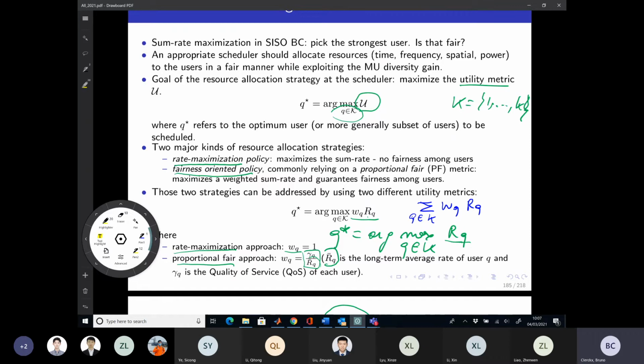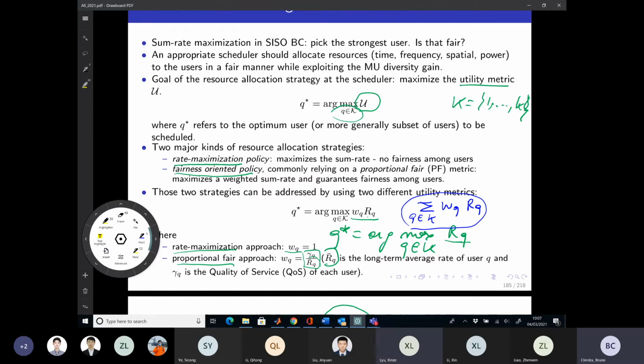So for instance, you have 20 users in the cell. Here, you would look at one user. What is the one user that maximizes this for each channel realization, right? Or for each time instant. Here, you would look at what subset of the users I need to transmit to. So for instance, you have 20 users. At time 1, maybe you will transmit to users 2 and 5. That subset would be the one that will maximize this weighted sum rate. At the next time instant, maybe, for instance, users 6, 10, and 11, right?